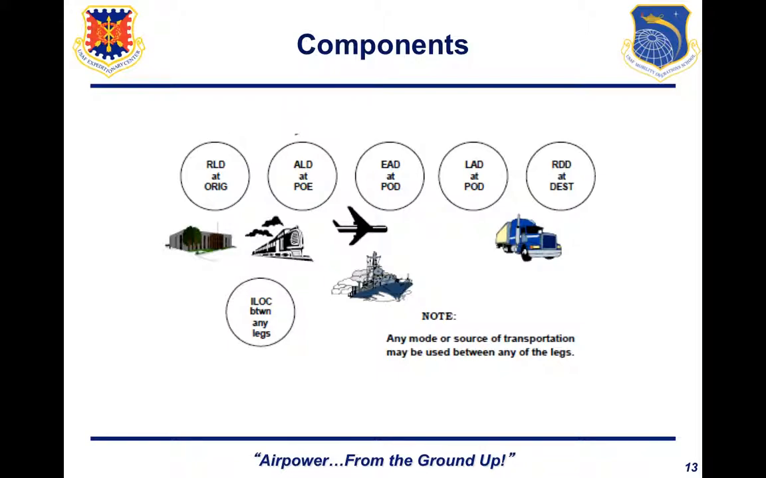But then we look and we have ILOC, an intermediate location. This is basically training. We can put that at any place. We can put it between the RLD and ALD. That's when they have to do support training before they deploy. Or we can put it from the EAD-LAD window in between that and the RDD. When they get into the theater of operations, they need to do some type of training. They need to do something that combines with their units to get ready to go. The only place it can't be is between the ALD and the EAD, because that's when you're actually flying over the ocean into the AOR or wherever you're going as your operation consists of.